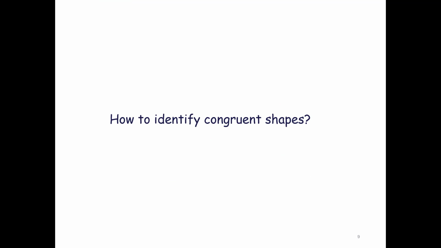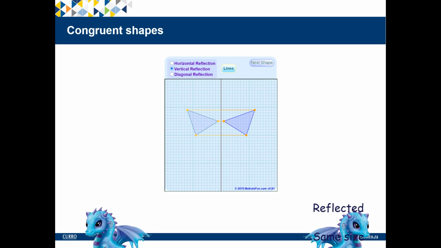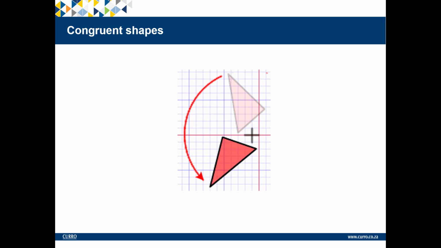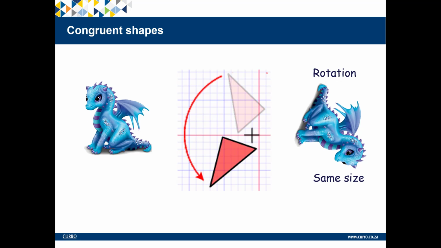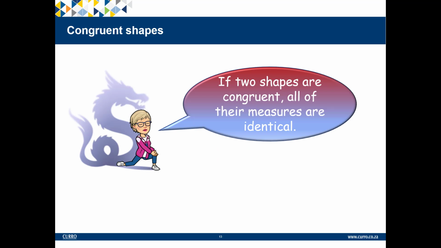How to identify congruent shapes? Here is a triangle that has been reflected. So it's the same shape and the same size. Here is a triangle that has been rotated. Same shape, same size. Here is Xing, but Xing's position moved. This is an example of translation. The triangle moved its position, but it's still the same shape, same size. So if two shapes are congruent, all their measures are identical.